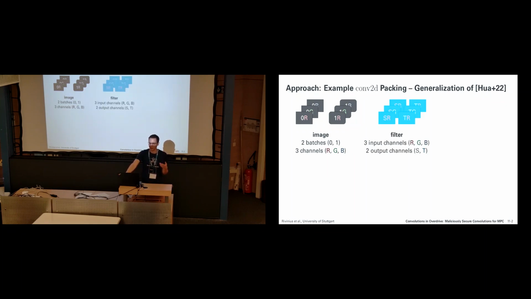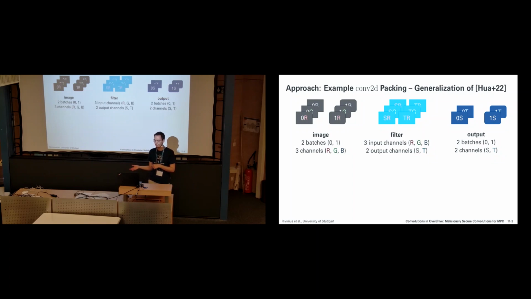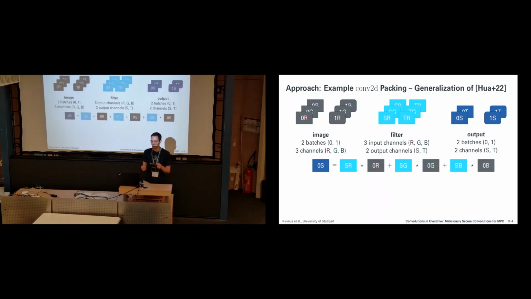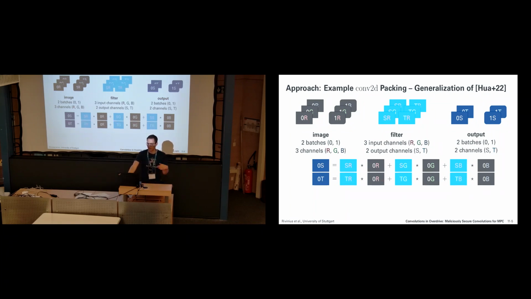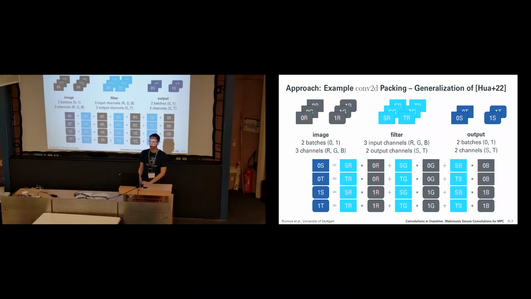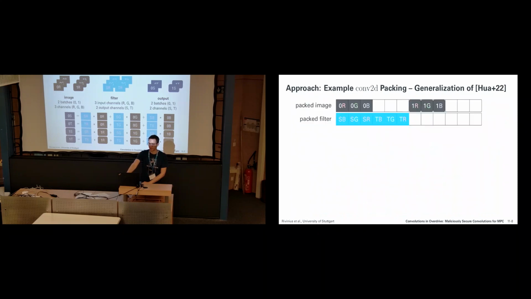Then you also need a bunch of filters to get to your output, and your output should in a way have the same number of batches and potentially a different number of channels. And then for each of the outputs, you do a convolution where the channel of the image and the channel of the filter match, and you do this for all the input channels and then sum them up, and you do this also for all the output channels you want to get, and all the batches.